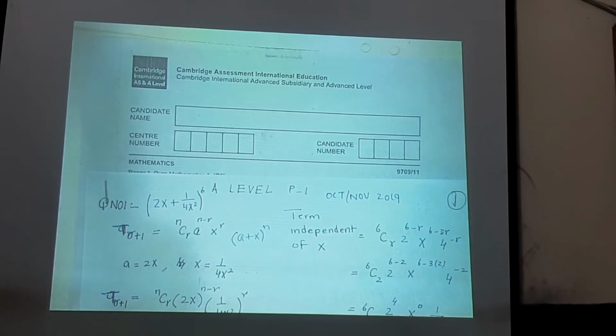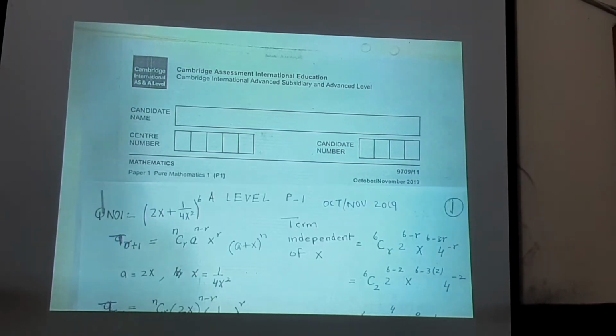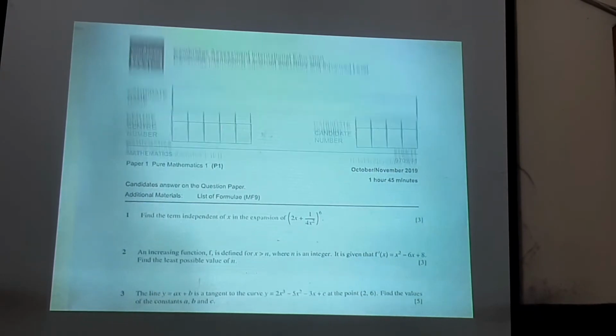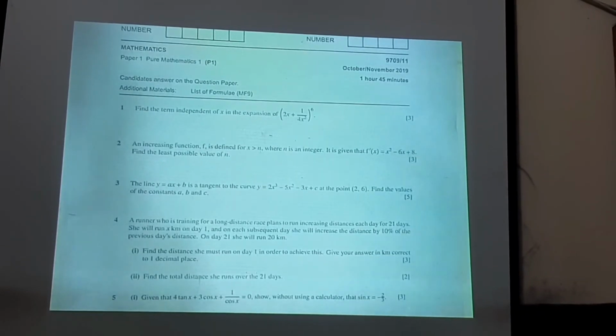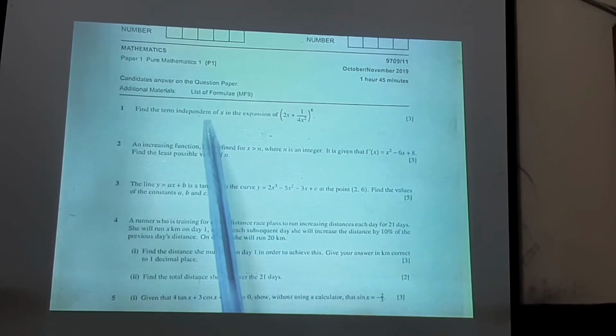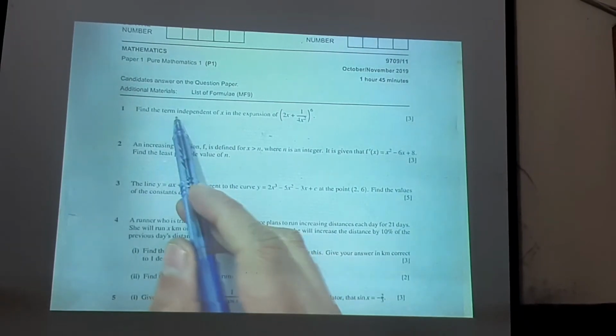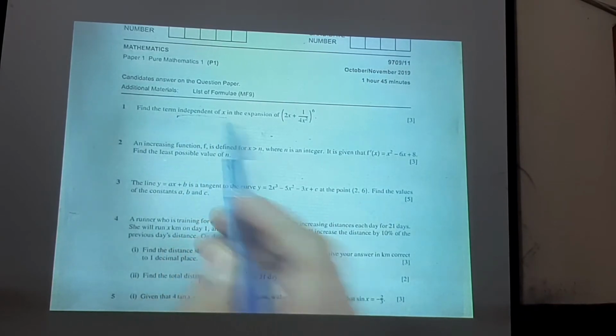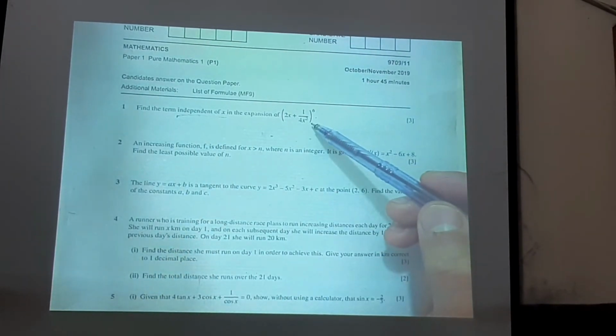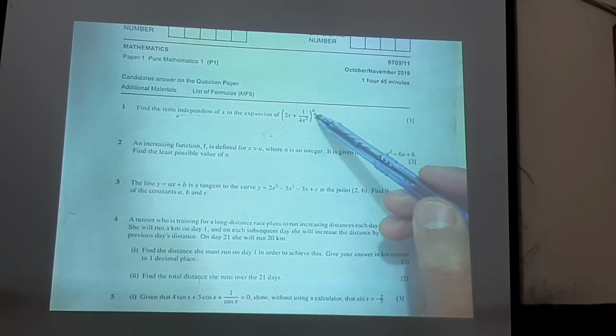This is Umair Hassan. I am going to solve A levels P1 October November 2019, and question number is 1. Find the term independent of x in the expansion of (2x + 1/(4x²)) whole raised to the power 6.